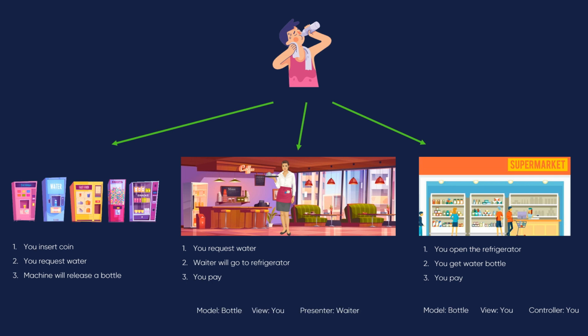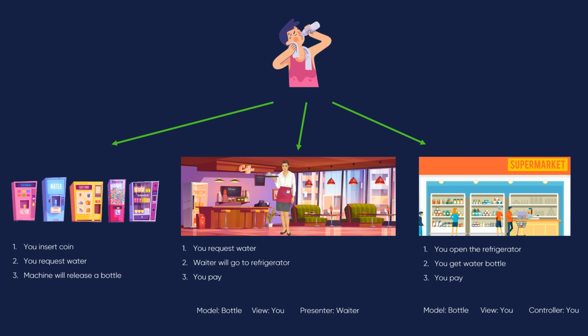In the second way, you requested a bottle of water, and this is the model. The view is the same because you are you, and the presenter here is the waiter. So the waiter acts as the presenter who goes to the refrigerator and gets you a water.